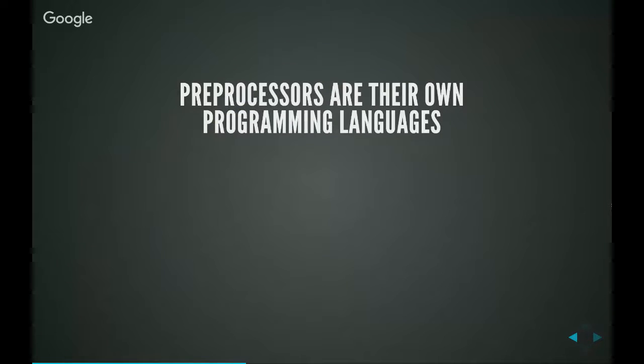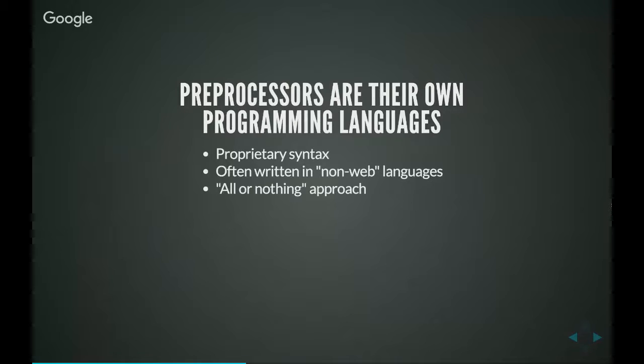So preprocessors are their own programming languages. Again, they have that proprietary syntax that you have to write in. A lot of times the preprocessors themselves are written in non-web languages. And for anybody who's listening and saying, well, Ruby is a web language, technically, yes, of course it is. What I'm really saying is it's not a front-end language. So it's a processing tool for people who know JavaScript, typically. But it's written in a language that they don't necessarily know or understand.